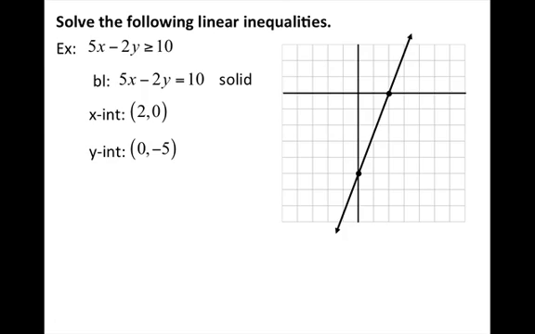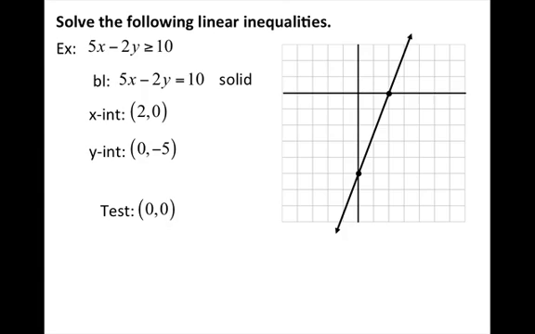Now that line is dividing my coordinate system into 2 parts. I've got the part to the left of it that includes the origin, the point 0, 0, and I have the part to the right of it. So I've got to decide which half is my solution. So I'm going to do this with a test point. And if at all possible, always test the point 0, 0. It's just the easiest one to use.